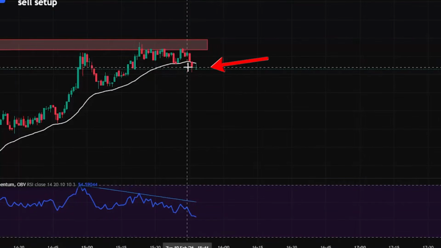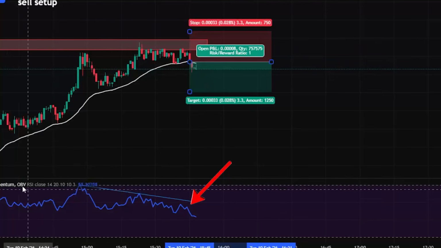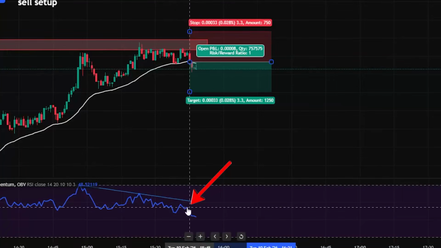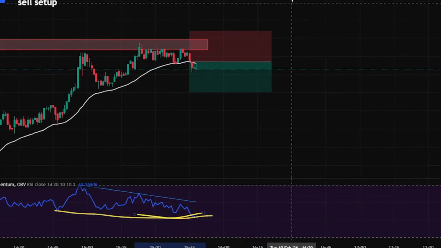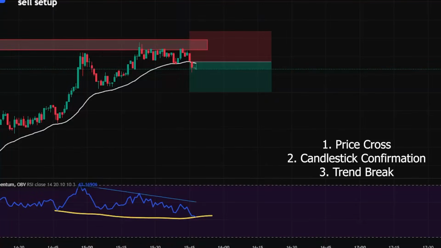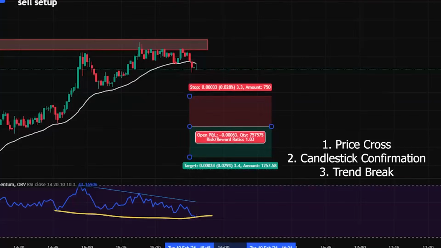So we are only looking to sell. On the indicators we see RSI breaks its bullish trend line downwards, momentum also broke downwards, OBV confirms the decrease in volume. Here it means that the buyer's power is decreasing and the sellers are taking control.